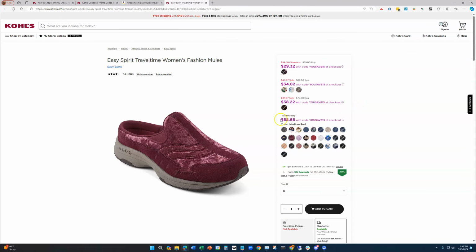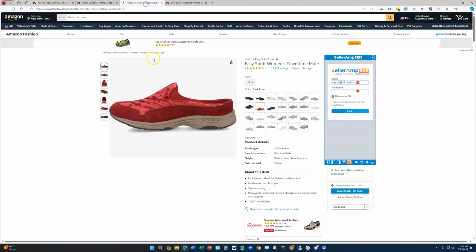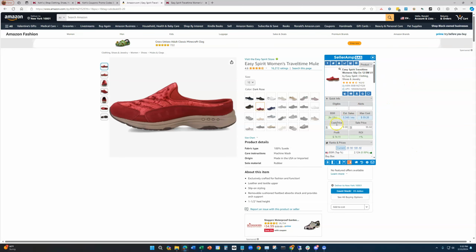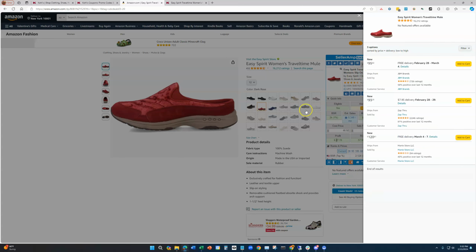Right here you can see there's some different pricing, but this one is $58.65 with the code, and then you would take an additional 20% off of that, which ends up being $46.92. So I will go back here, log into SellerAmp so that I can put my information in there. And I'll be looking at the quick info, $46.92. And that gives me a profit of $27, 58% ROI, which I would take any day. Just confirming that is correct.